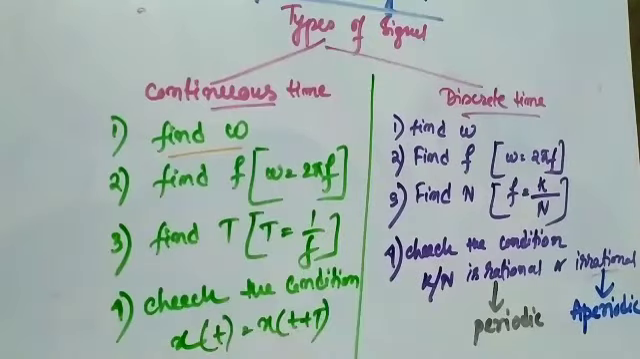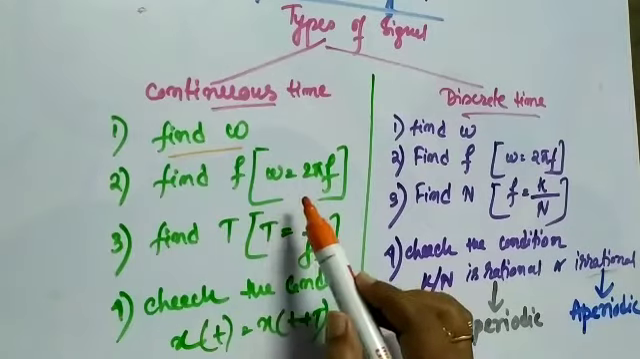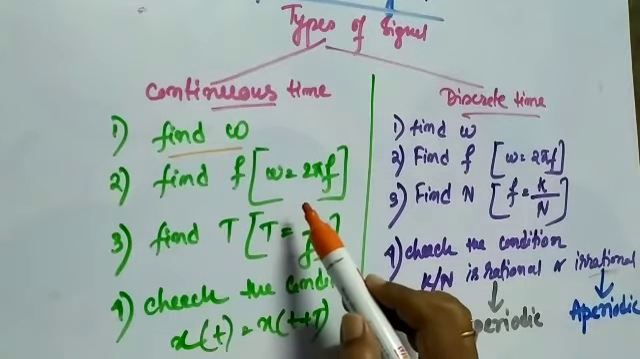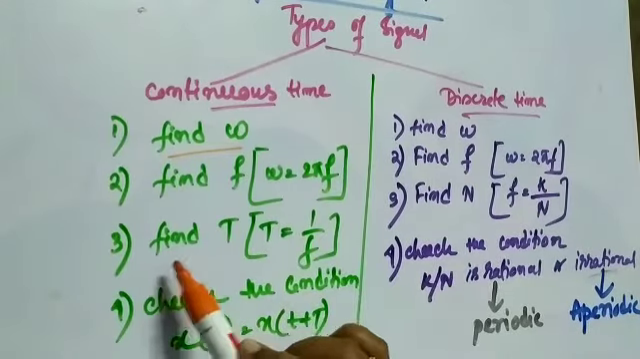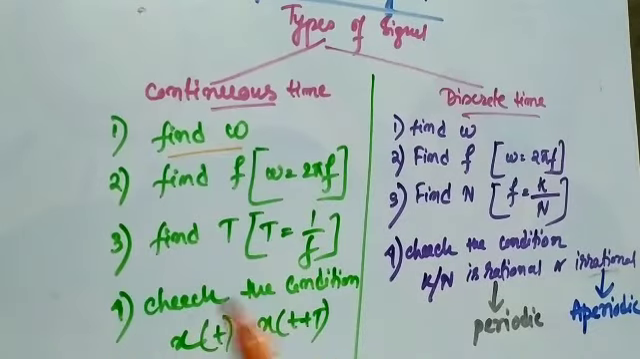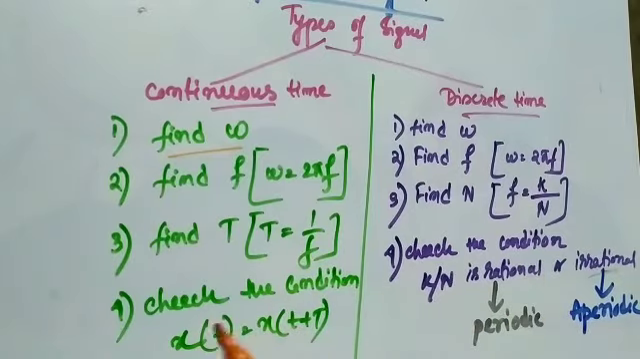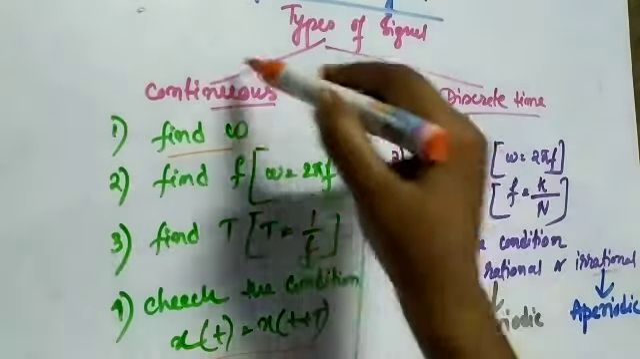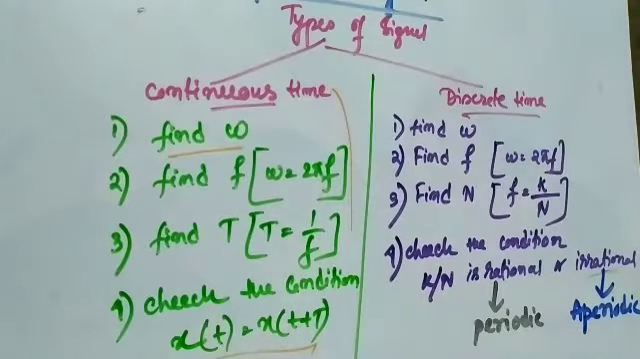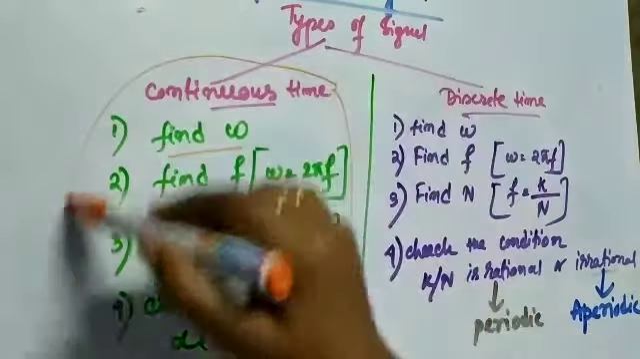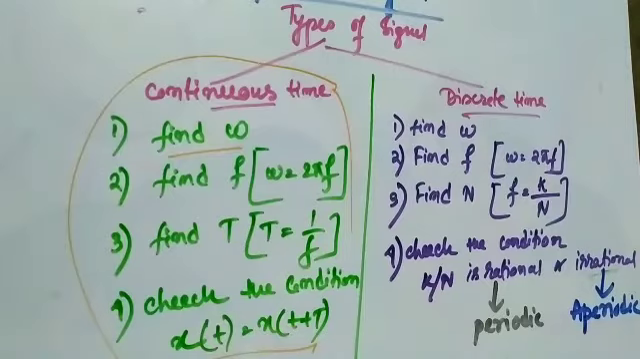Then find f, or the frequency, by the formula omega equals 2 pi f. Then find the time period T by the formula T is equal to 1 by f. And then check the condition to consider whether the signal is periodic or not. This total process is true for a continuous time signal.